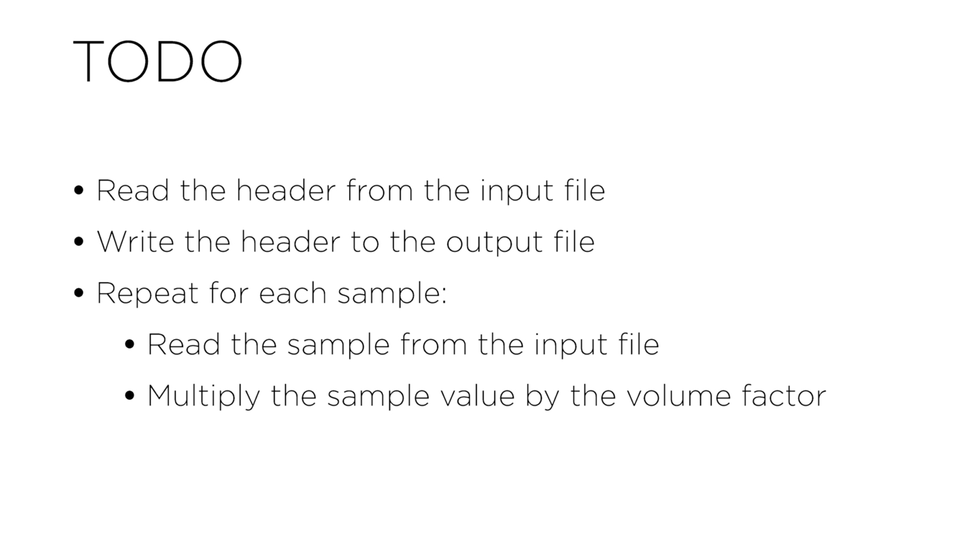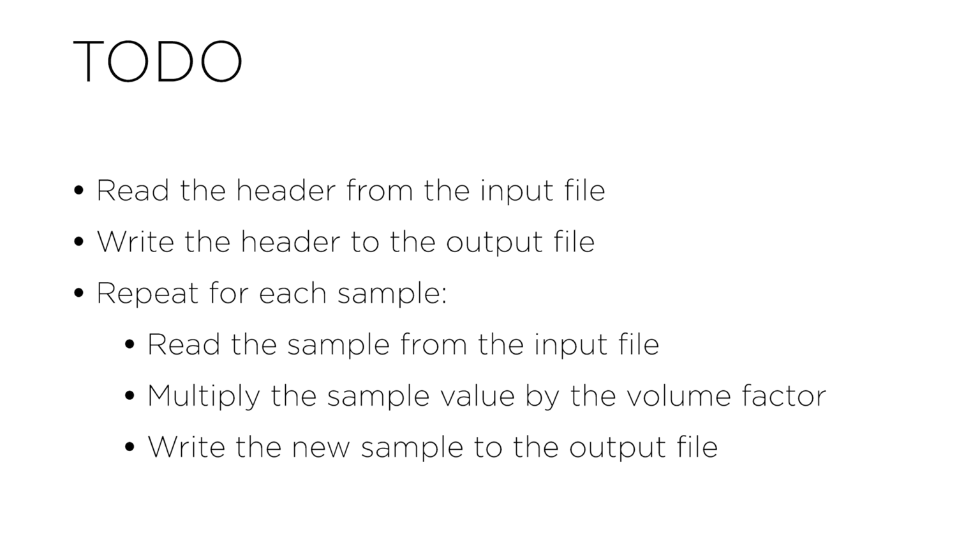If you're trying to double the volume of the sample, then you'll double that value. If you're trying to triple it, you'll multiply it by 3. If you're trying to cut the volume in half, you'll multiply by 0.5, for example. And after you've done that multiplication, you'll then write that new sample to the output file, so that the updated sample with the modified volume ends up being written to the output file for each of the samples of audio in that entire file.